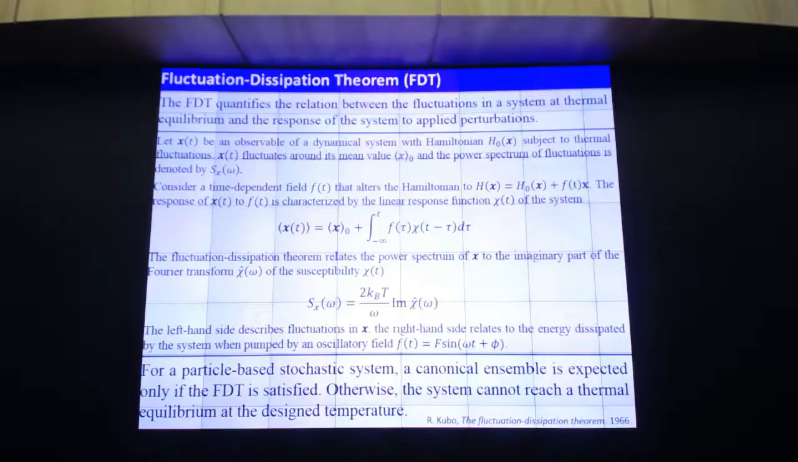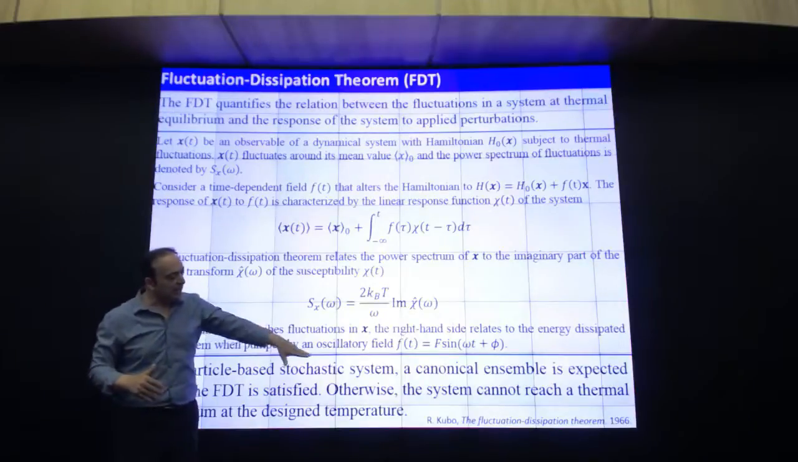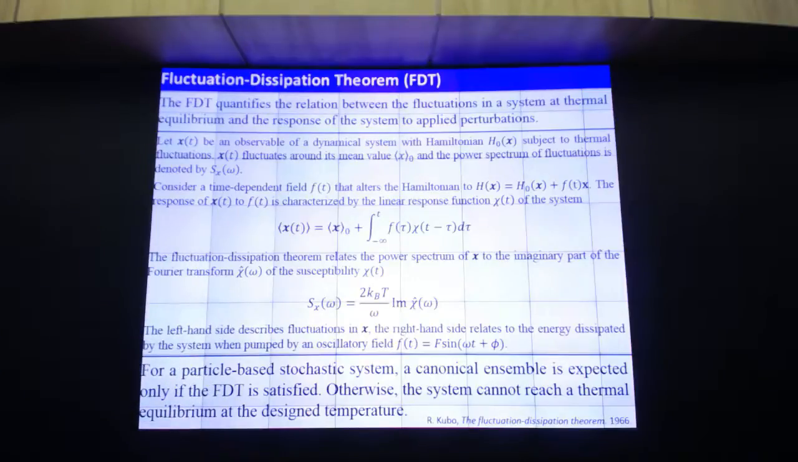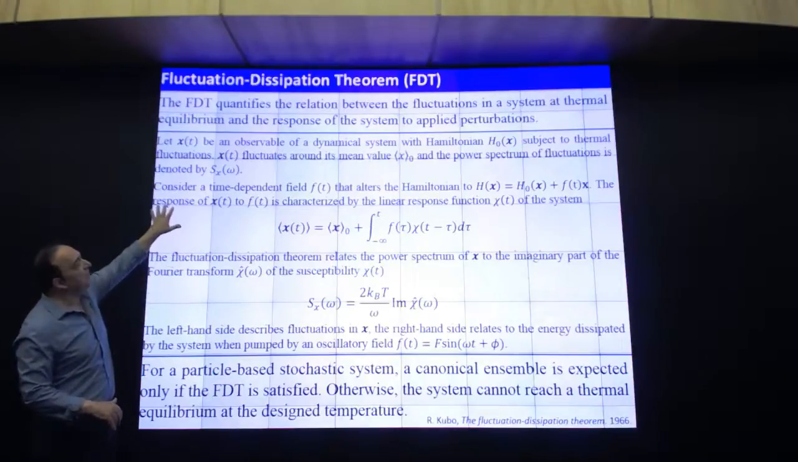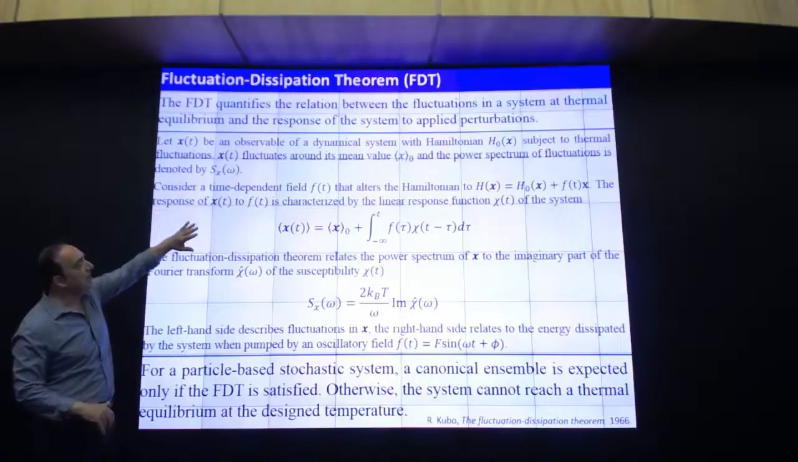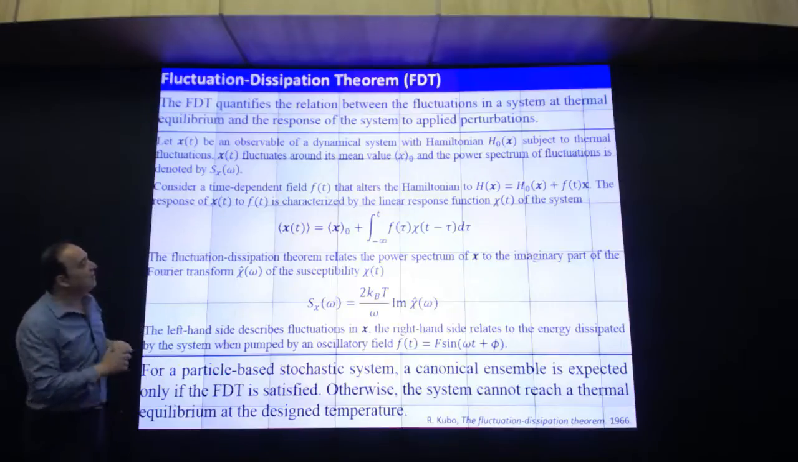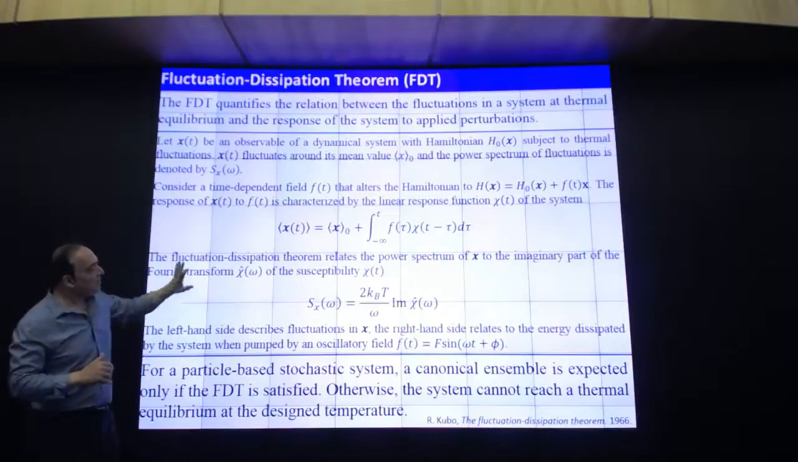Okay, so a classical paper, if you want to go deep into this, is this paper by Kubo, the fluctuation dissipation theorem, 1966. You can use that as a reference. There are some technical things here, but basically, if you look at a system with Hamiltonian H0 and mean position average X0, as you can see here, you denote the spectrum of fluctuations by Sx. So there is a specific relation.